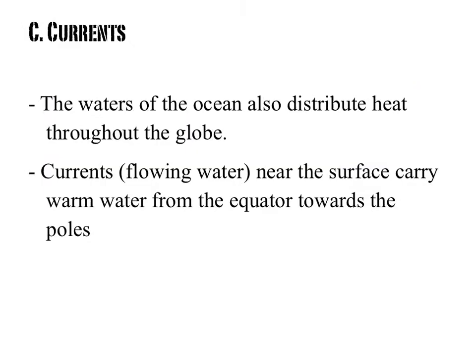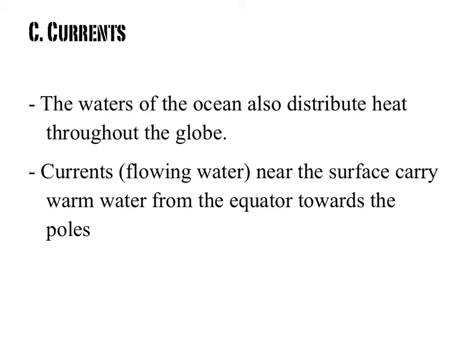Currents are basically what happens when you have convection in the ocean. Now, a current is just another name for any kind of water flowing in a particular direction. In the ocean, the currents have the side product of distributing heat throughout the globe so that it doesn't get too hot at the equator or too cold at the poles.